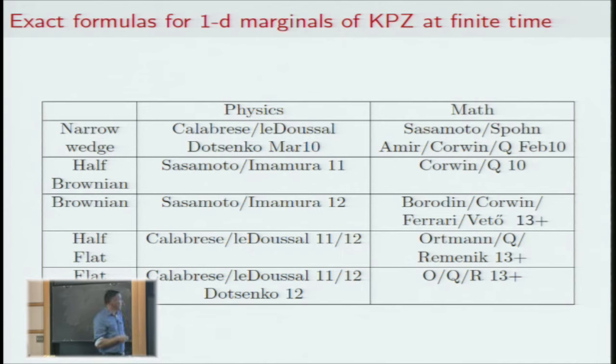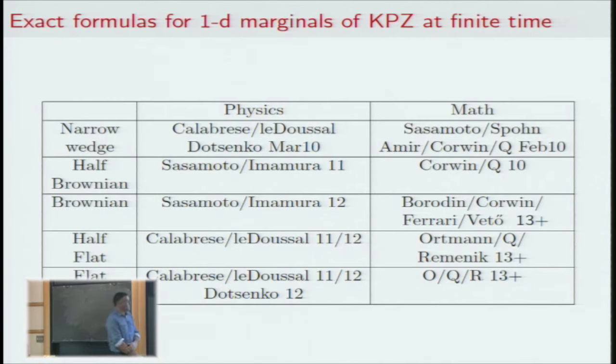Okay, so then half Brownian initial data. Half Brownian means that the stochastic heat equation is starting with 0 on one side and then e to a Brownian motion on the other side. And then again, you have an exact solution. So that was Ivan Corwin and I. And then a year later, Tomohiro came up with a non-rigorous proof.